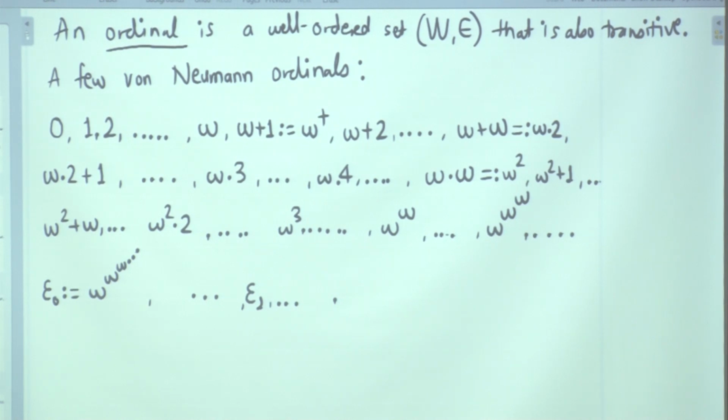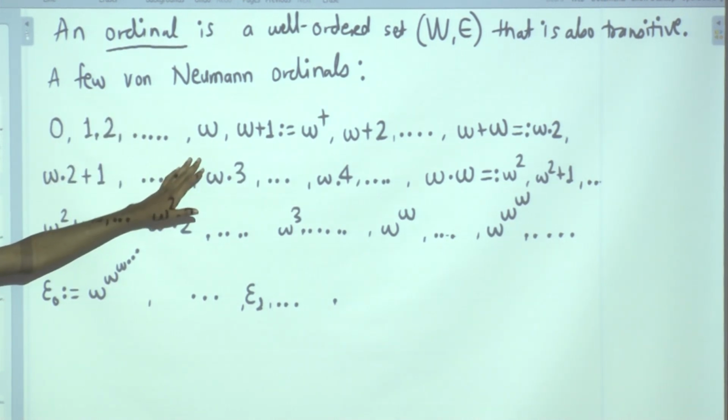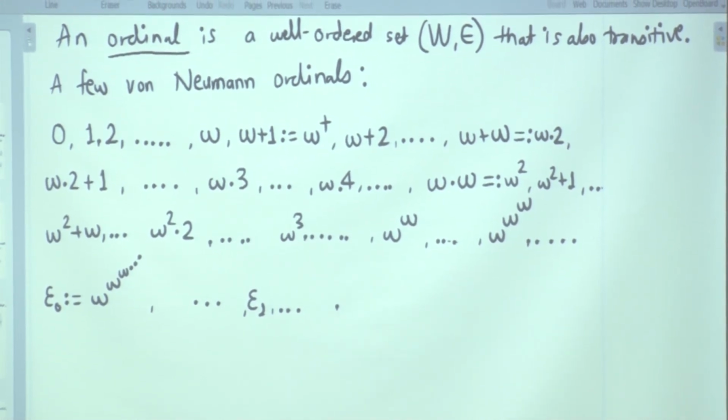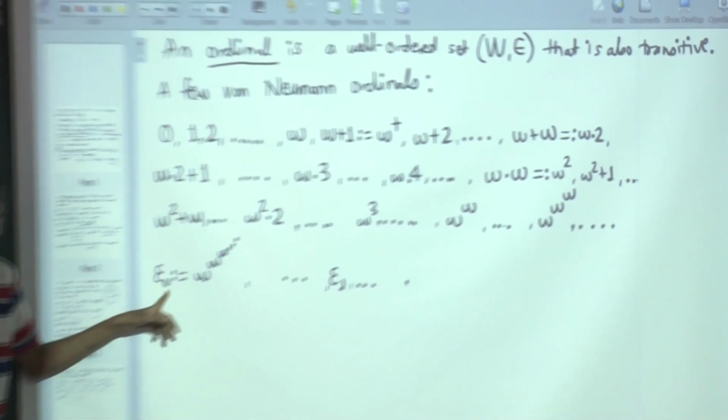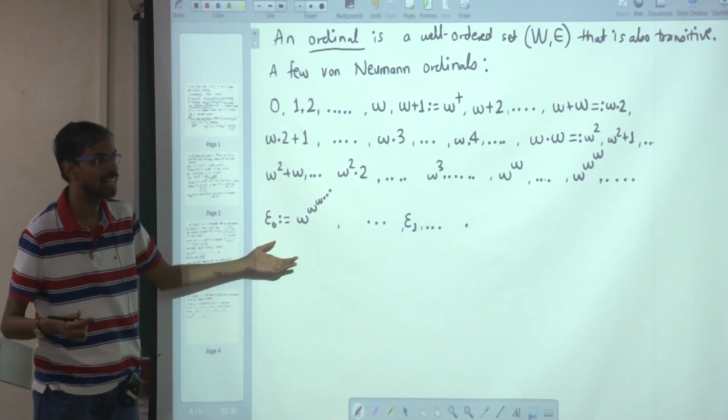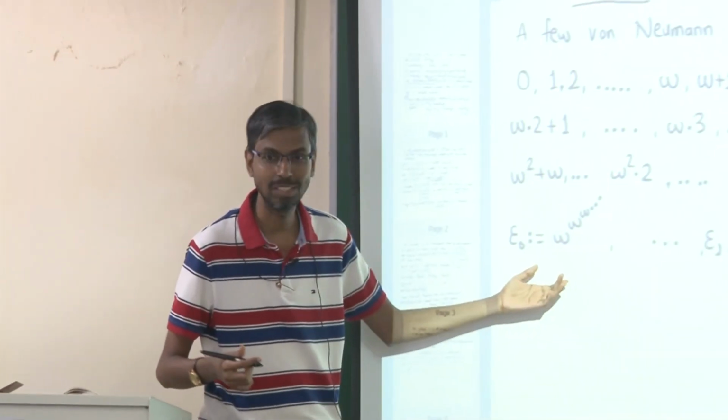One more thing, these are all sets. Not only that, these are all countably infinite sets. After finishing finite linear orders, these are all countably infinite sets. Omega is countably infinite, omega plus 1 is countably infinite, you are adding just one more element, right? All of them are countably infinite, even epsilon naught is countably infinite, so it's a small ordinal. It looks really big, but it's a small ordinal.